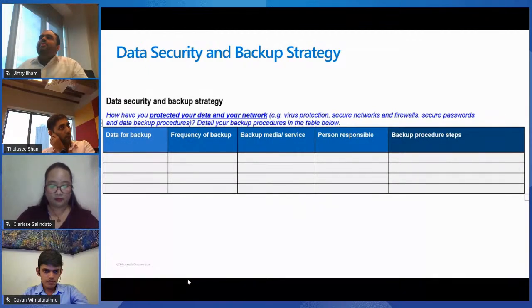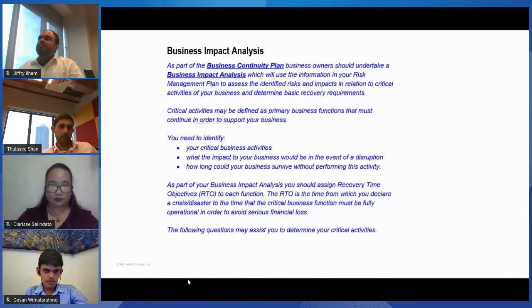Data security and the backup strategy, right? The frequency, the backup, the media service, the person who is responsible, and the backup procedure steps. All these need to be written and understood within the organization, so that you make sure that you have a solid BCDR plan, right? This is the next slide.